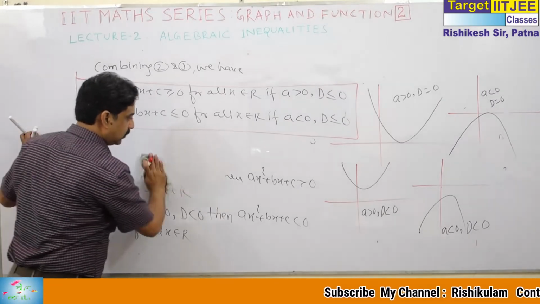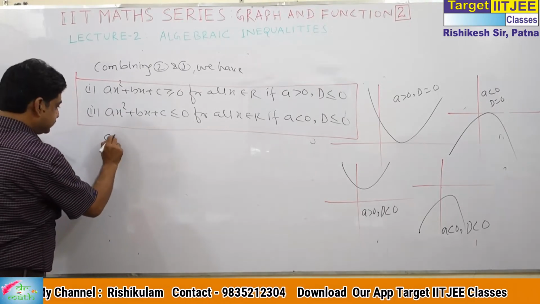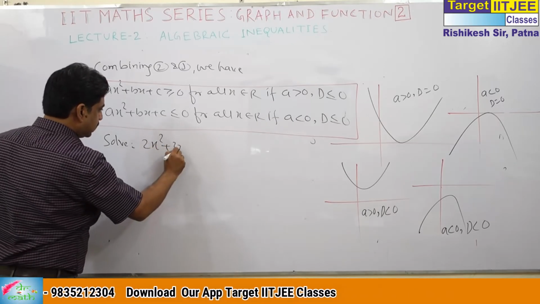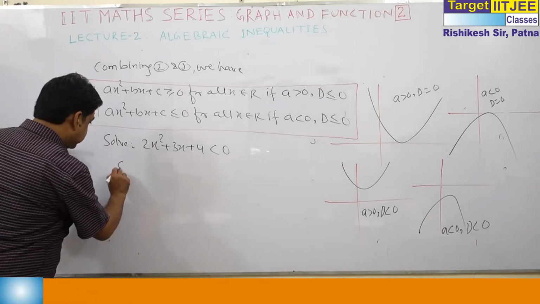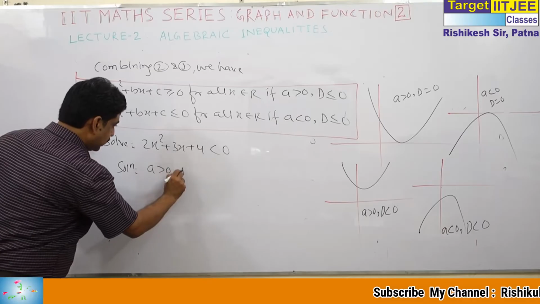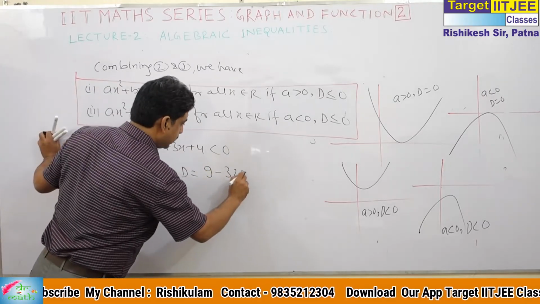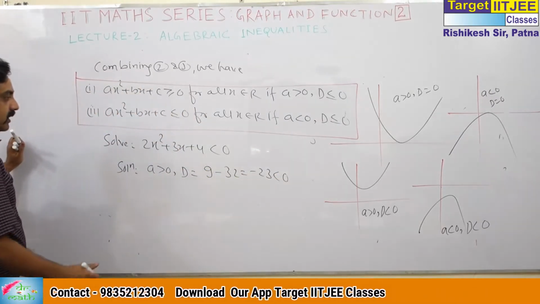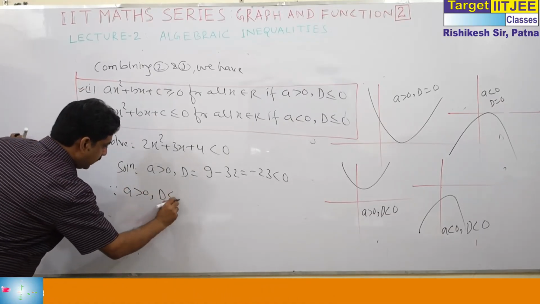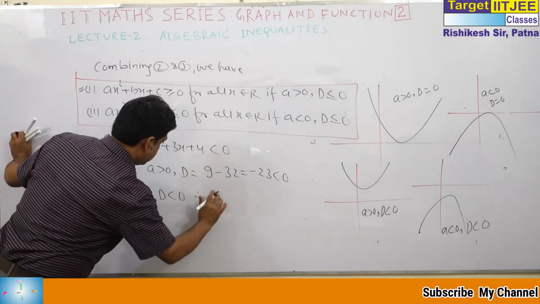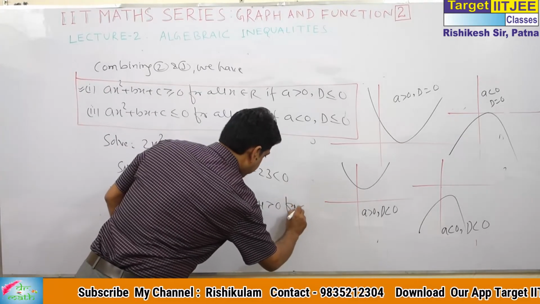Now let's move to a new question, but before that, take a question. Suppose I just solve 2x square plus 3x plus 4 less than 0. What to do? You see, a is greater than 0. D is 9 minus 4 into 2 into 4, that is 9 minus 32, which is minus 23, less than 0. So this result will work. We write: since a is greater than 0 and D is less than 0, therefore 2x square plus 3x plus 4 is greater than 0 for all x belongs to R.